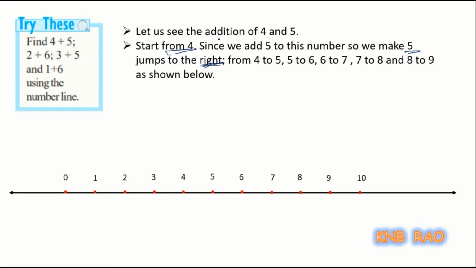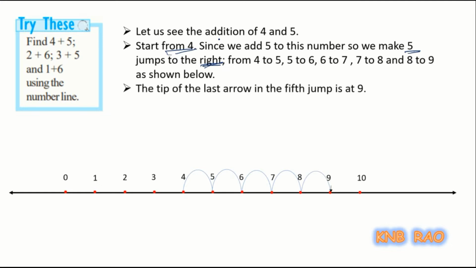So jumping from 4 to 5, 5 to 6, 6 to 7, 7 to 8, 8 to 9, totally 5 jumps we have done, and we arrived at 9. Therefore the tip of the last arrow in the 5th jump is at 9. Therefore the sum of 4 and 5 is 9. This is how we will do addition on number line for the whole numbers. Now next try this subtraction of whole numbers on number line.